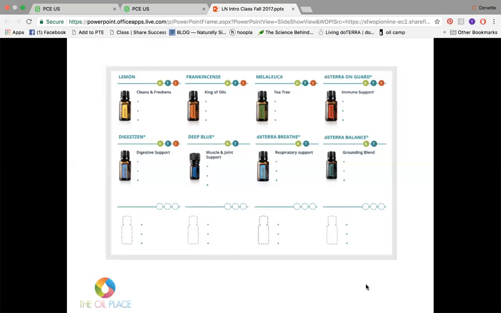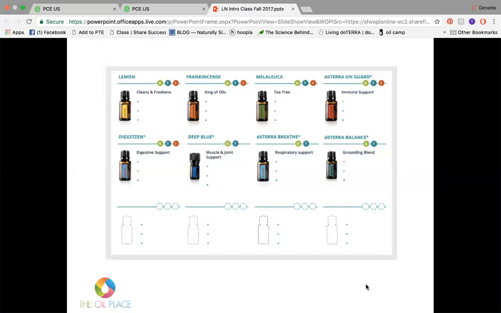doTERRA Breathe can be used aromatically and topically, and it's for respiratory support. So think anything respiratory: congestion, sinus pressure, croup, anytime anyone is having trouble breathing. It also helps with exercise, helps open the airway so you can fully take breaths in while you're exercising.